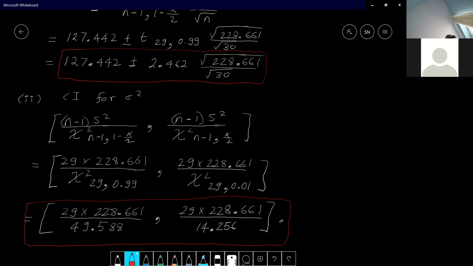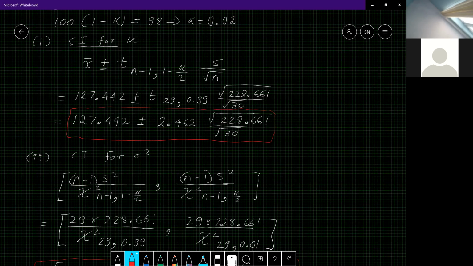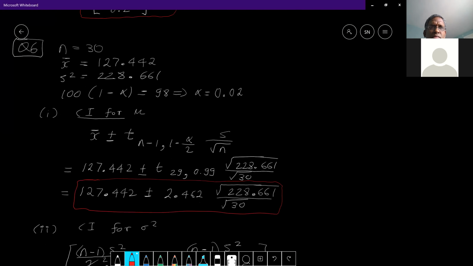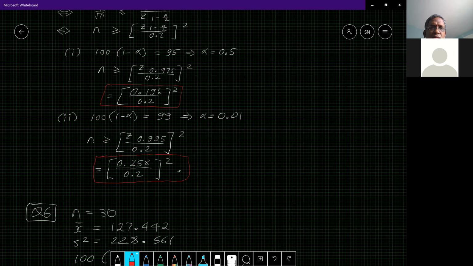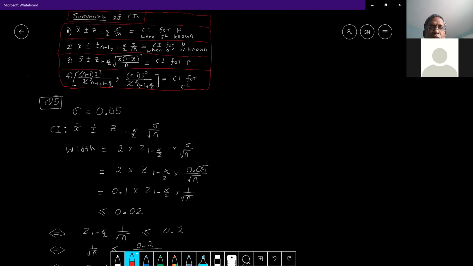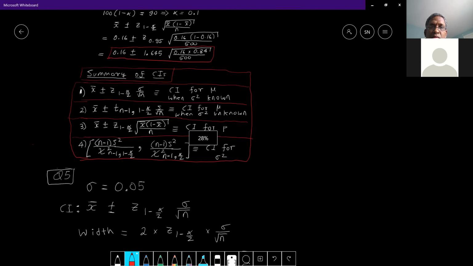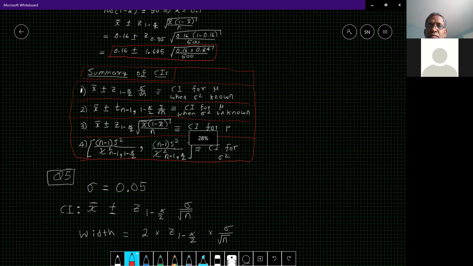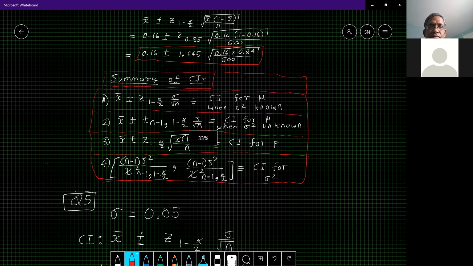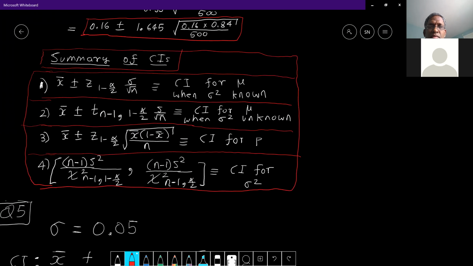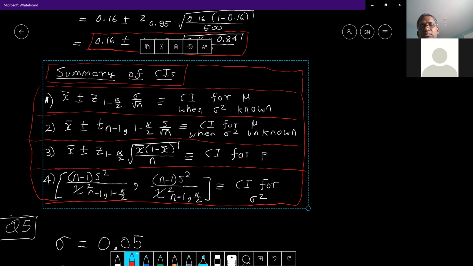Oh, y is n minus 1 s squared, because that's the formula, sir. So you should just go back to the formula that I just gave you at the beginning of the tutorial. Let me go back. Okay, these are the 4 different formulas. Can you see them? These are the 4 formulas for the confidence interval.